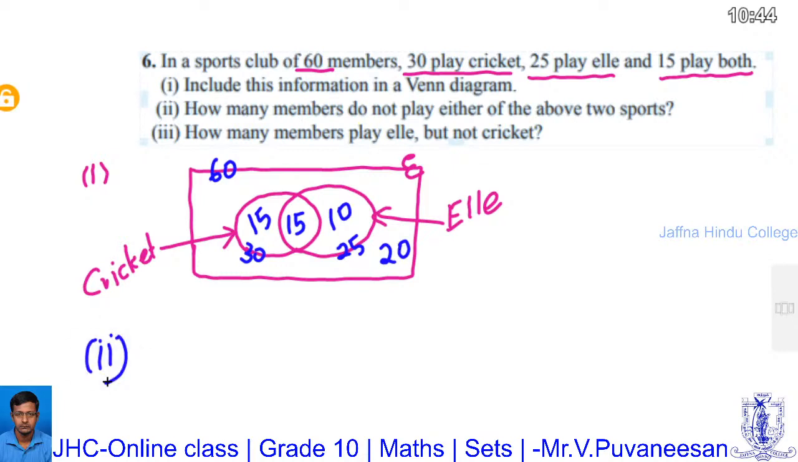Now we move to the question: how many members do not play either of the above two sports? Either of the two sports means playing cricket, LA, or both.